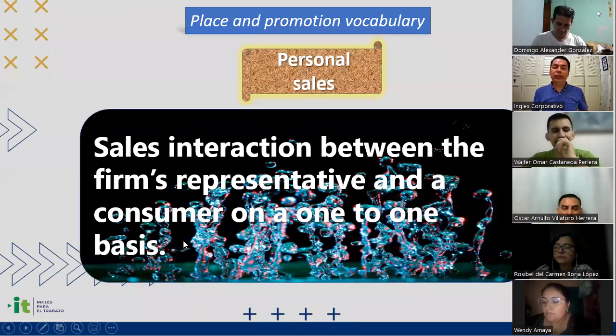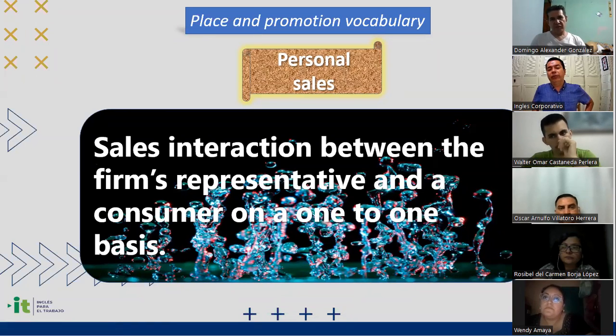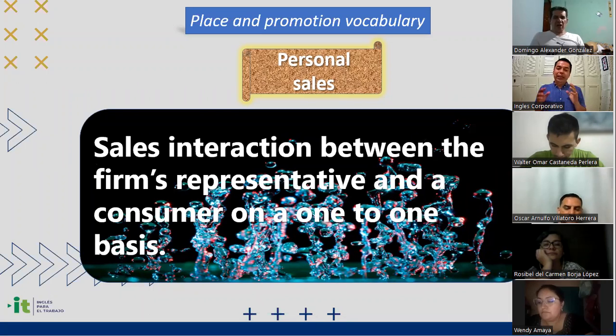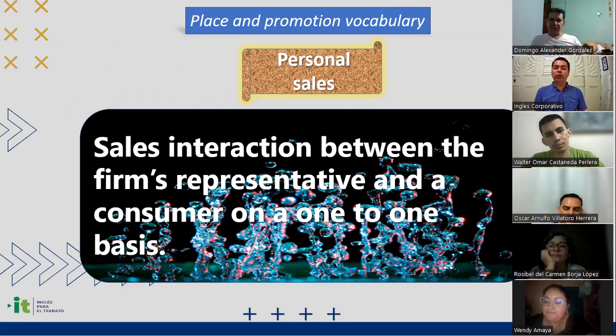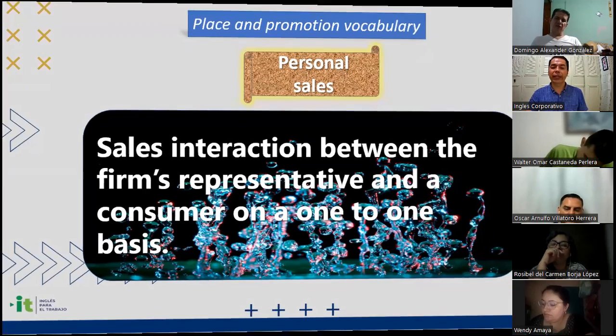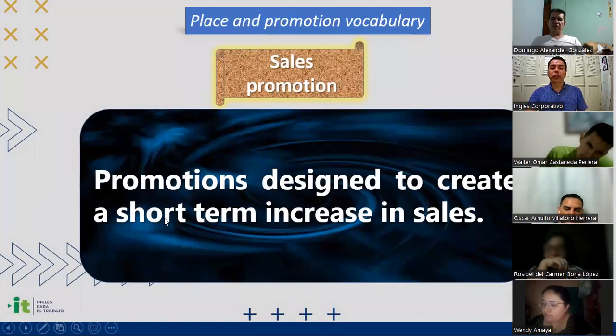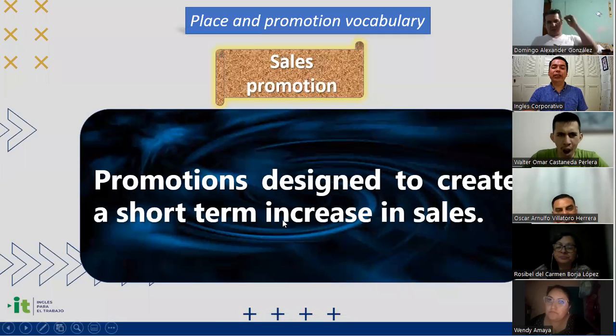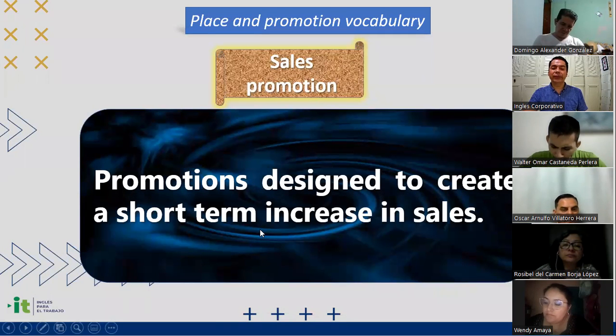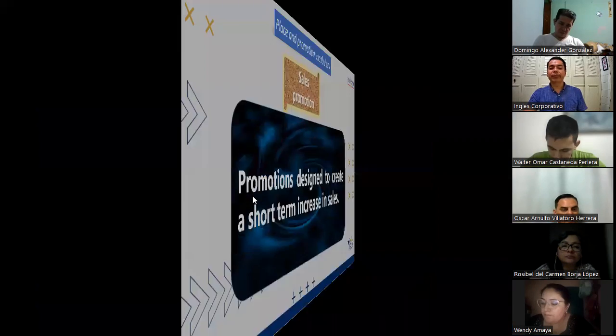So in other words, a firm representative is vendor, right? Salesperson, es un vendedor, you know? And this person goes to the consumer directly, face to face, right? One-to-one basis, okay? So it's salesman or salesperson, consumer, right? Together, that is personal sales. Sales promotion. Promotion designed to create a short-term increase in sales. But the idea is to sell the product, right?